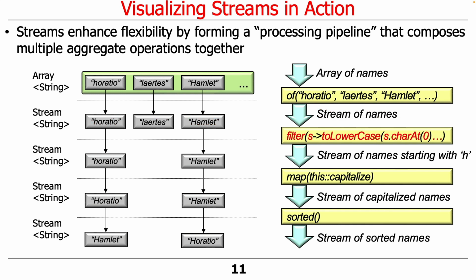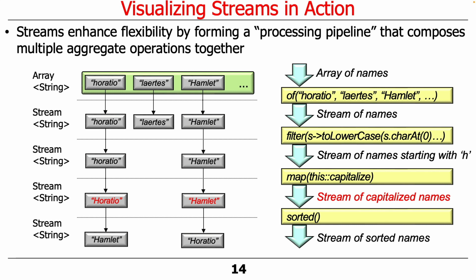We then apply filter, and filter is going to get rid of all the elements that do not have either lowercase or uppercase h as their first character. You can see what happens. Notice how poor Laertes and Claudius and Polonius and Gertrude and Ophelia and so on all got left behind. We only have Horatio and Hamlet left. Now we're going to take those two elements and use the map intermediate operation to capitalize them consistently. So now we have a stream of consistently capitalized names: Horatio and Hamlet.